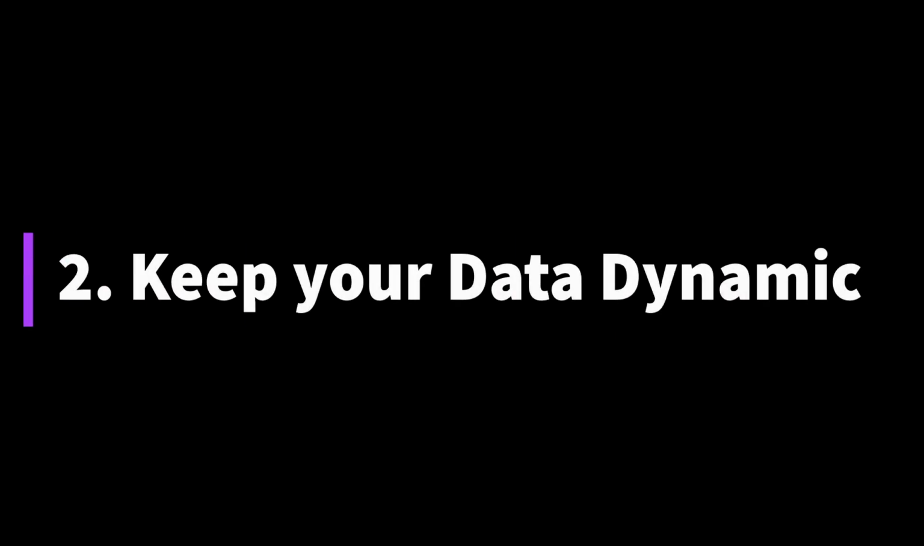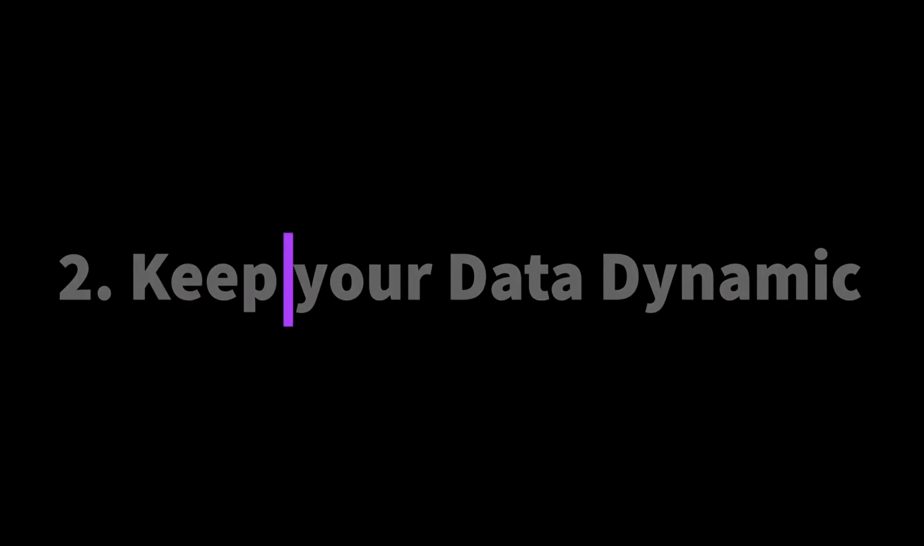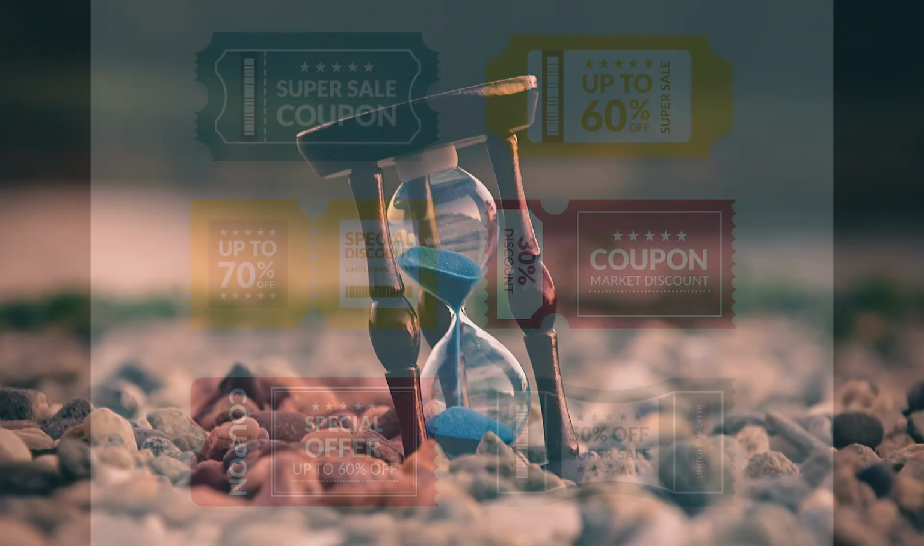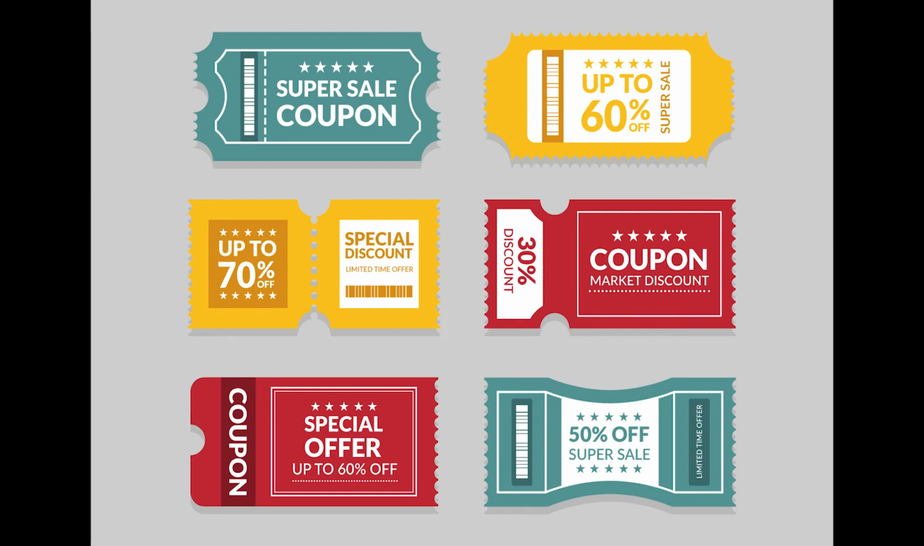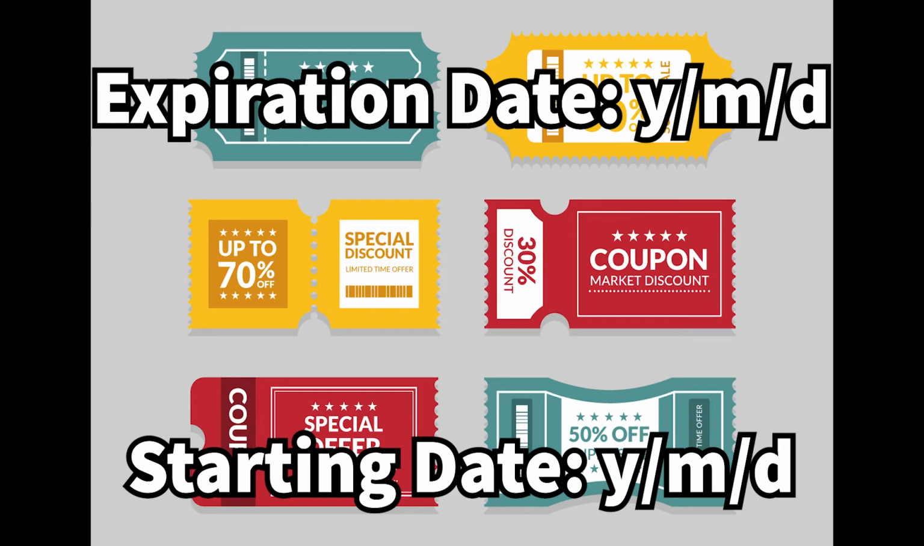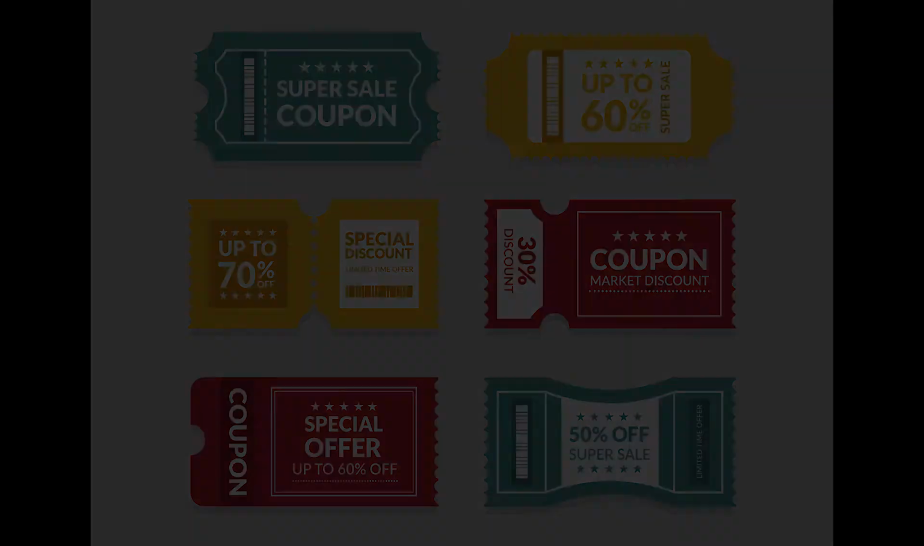Tip number 2. Try to make it as dynamic as possible. This will save you a lot of time in the future for updates and upgrades. For example, a voucher should not only have an expiration date, it also needs a starting date so admins can create them in advance.